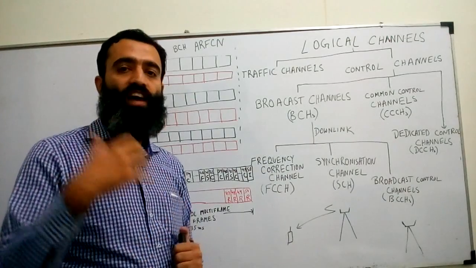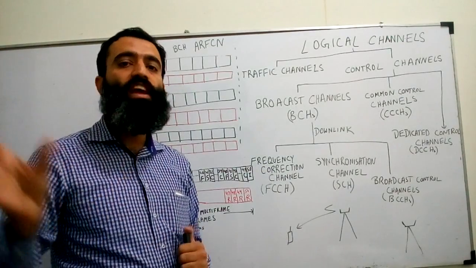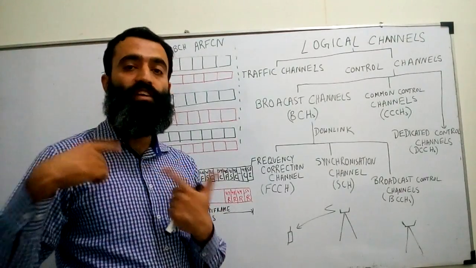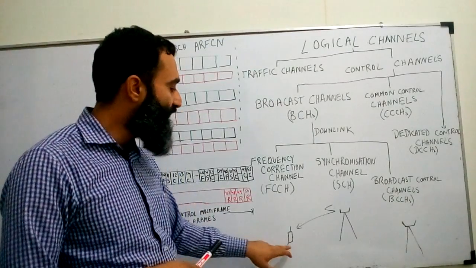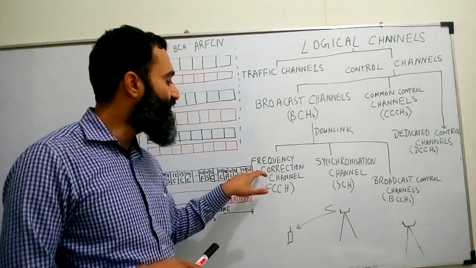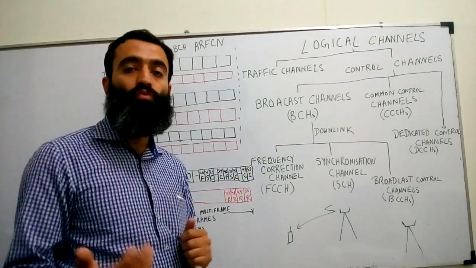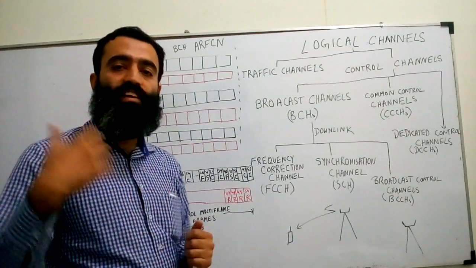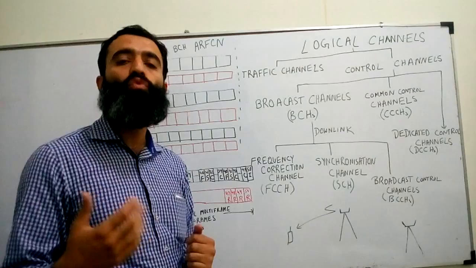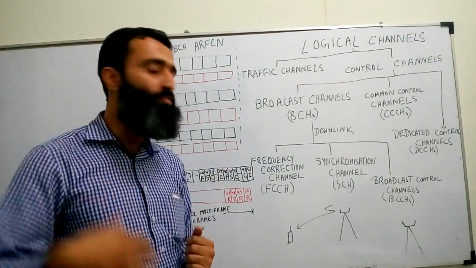Because in wireless systems, frequency and phase synchronization is very important between the transmitter and the receiver. So in this way, the mobile station will synchronize its phase and frequency with the help of the frequency correction channel. And once it has achieved that synchronization, it is possible to perform coherent demodulation.